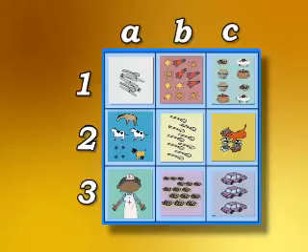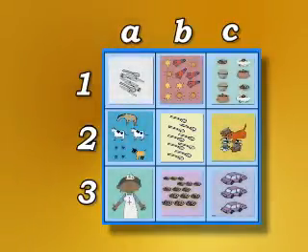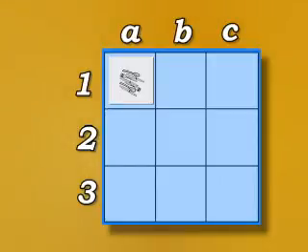Are there any squares that contain spoons? Can you see which ones contain spoons? That's right, square 2B is a square full of spoons. Which other square contains spoons? Can you see? Look hard. Good, square 1A. Square 1A also contains some spoons.